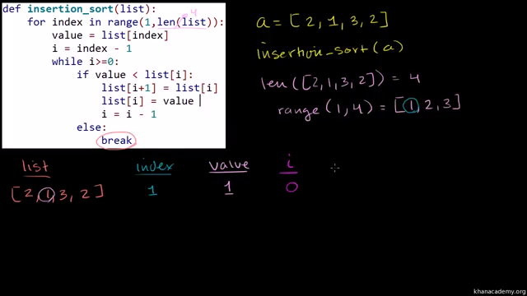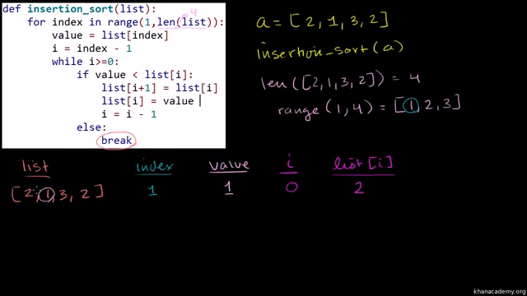So let me write that over here. List at I. So that is going to be the 0th element in the list. That is 2. So we're comparing value. We're comparing 1. We're saying if 1 is less than the ith element in list. If 1 is less than 2, then do this. Well, 1 is definitely less than 2.